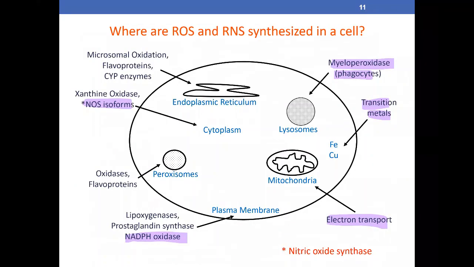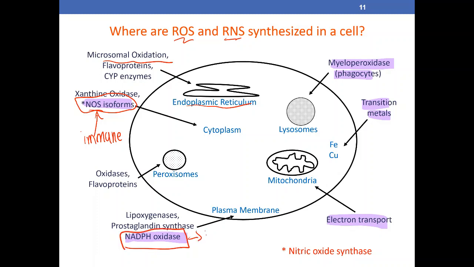So we said reactive oxygen species, and where do they come from? We know how to deal with them, we know they're bad. Where do they come from? Well, they come from many different things. Obviously, you don't need to memorize all these, but these are just examples. You have microsomal oxidation, which occurs in the endoplasmic reticulum. You have nitric oxide synthase right here. This is an immune enzyme, so it's involved in your immune system. You don't need to memorize that. You have NADPH oxidase, also an immune enzyme.